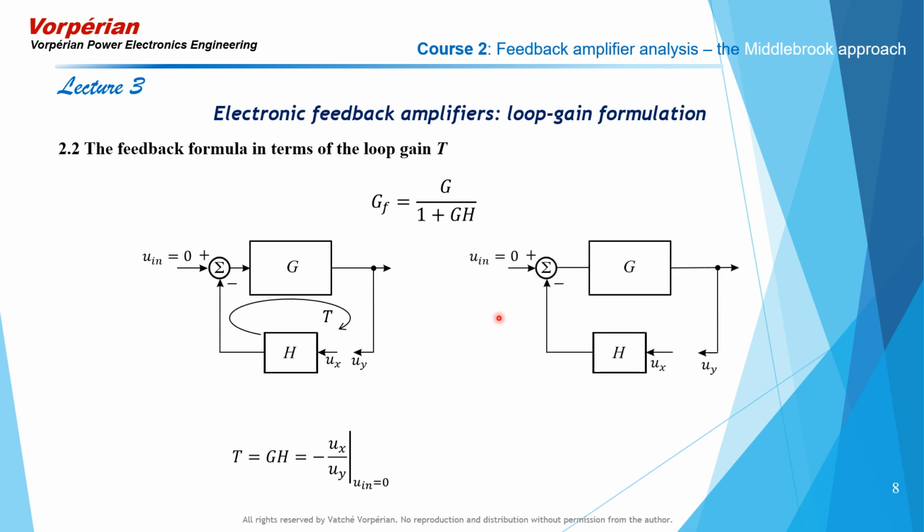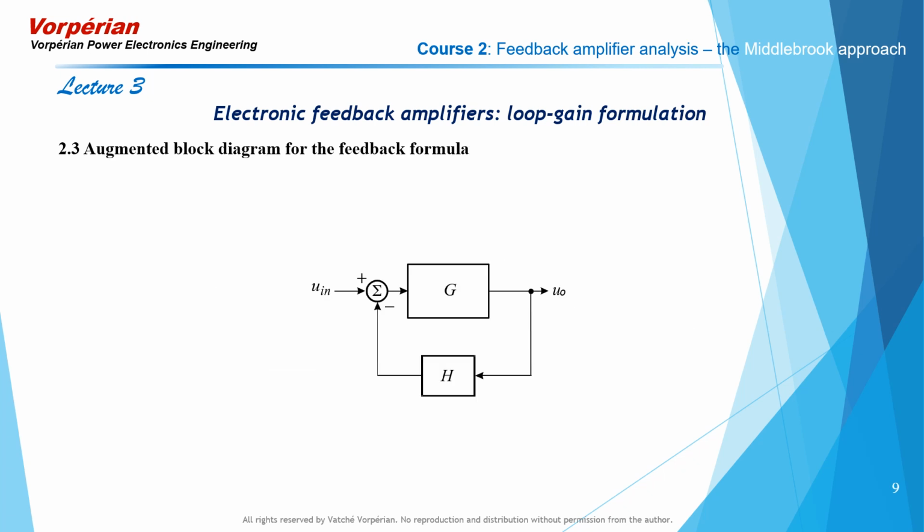We can also introduce the concept of injection that we talked about and inject a signal U in, just before the block diagram H, and determine the ratio of UX over UY with a minus sign in front of it, and that is going to be the loop gain T just as well. Let us now go back to the feedback formula GF equals G over 1 plus GH and identify the loop gain T in it.